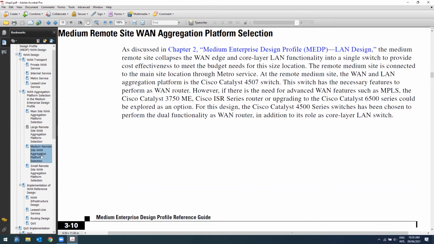So medium, as discussed in chapter 2, the medium remote site collapses the WAN edge and core-layer LAN functionality into a single switch to provide a cost-effective solution to meet the budget need for the site's location. The remote medium site is connected to the main site location through metro service, and the recommended switches and routers are there that you can use.